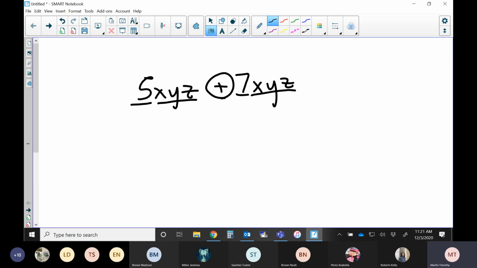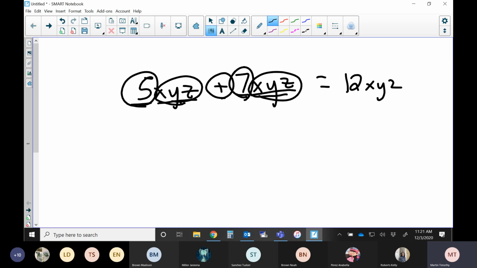So 5 plus 7 would equal 12xyz. Notice it's like I'm counting. I still have xyz's. It's like I have 5 over here and I have 7 of these over here. When I combine them, I see that I have a total of 12xyz. Now, notice the coefficients didn't have to match. The only thing that had to match up was the variables.